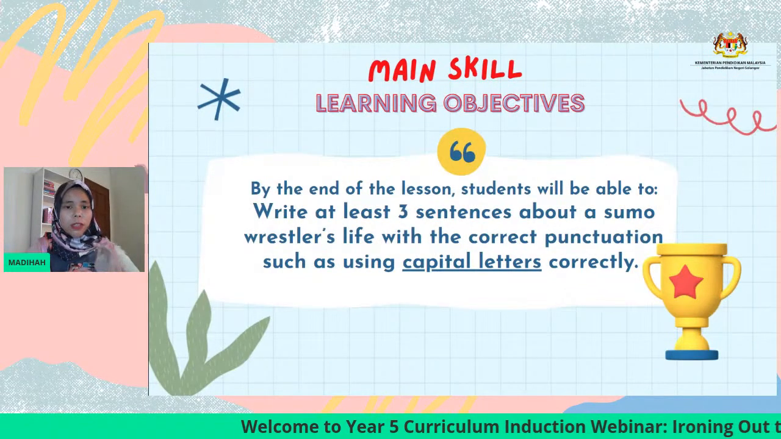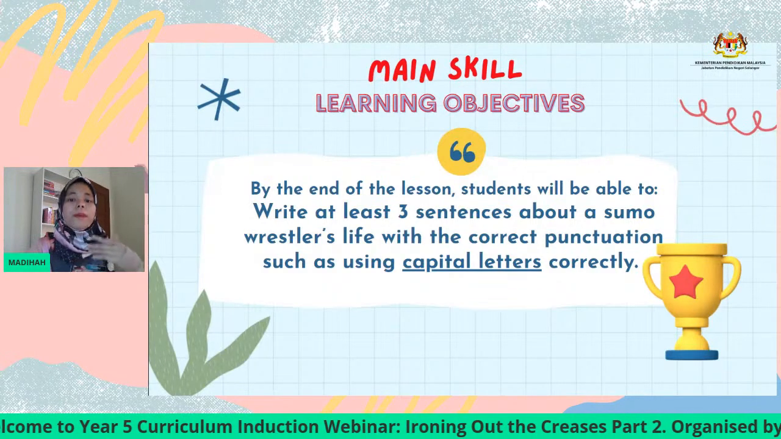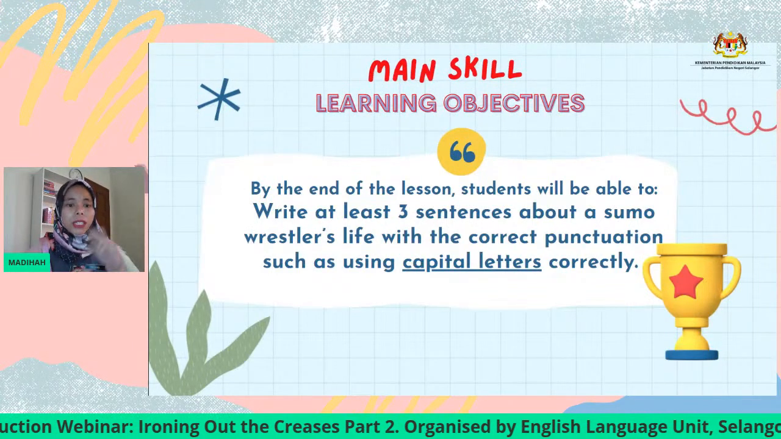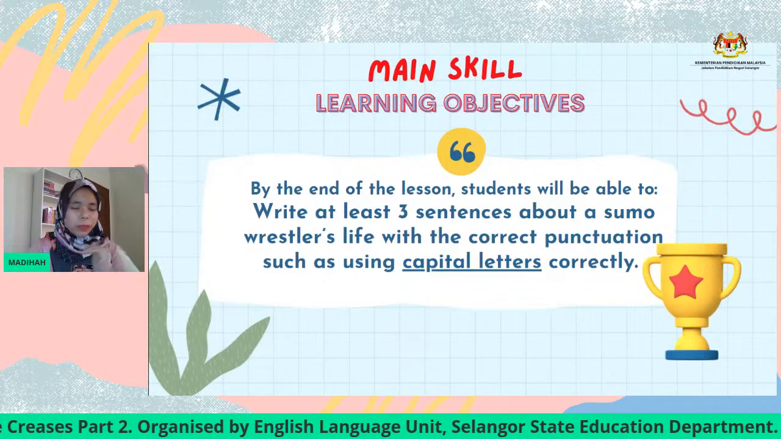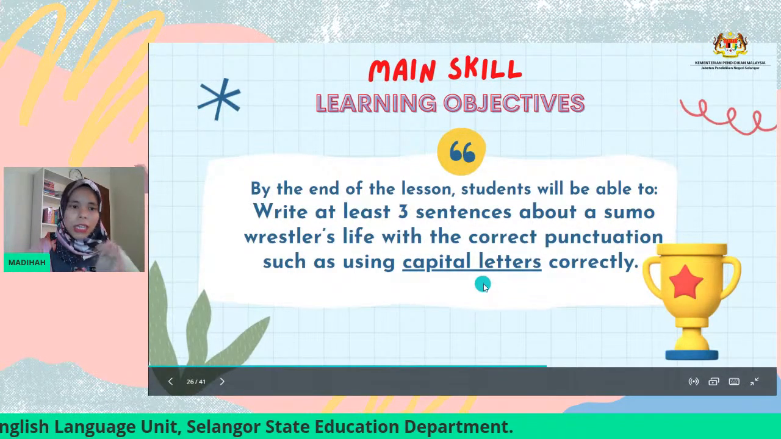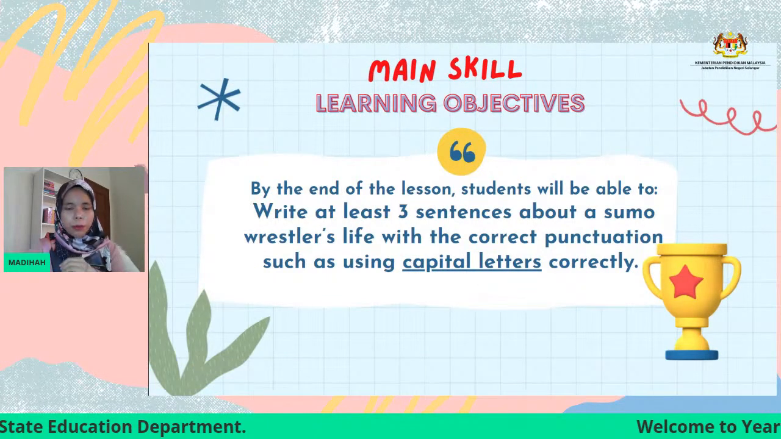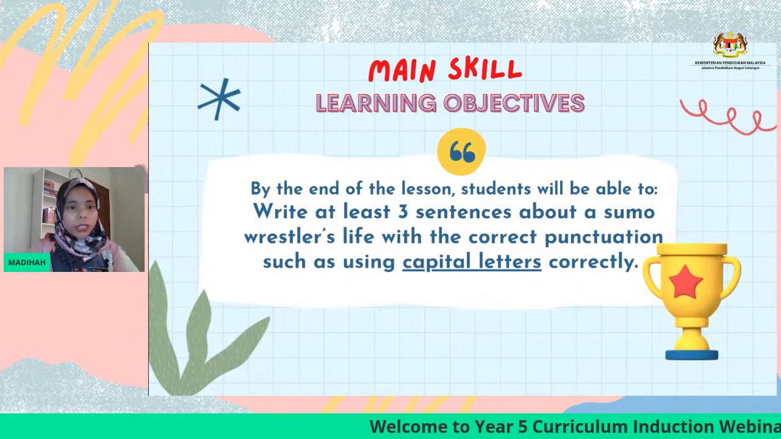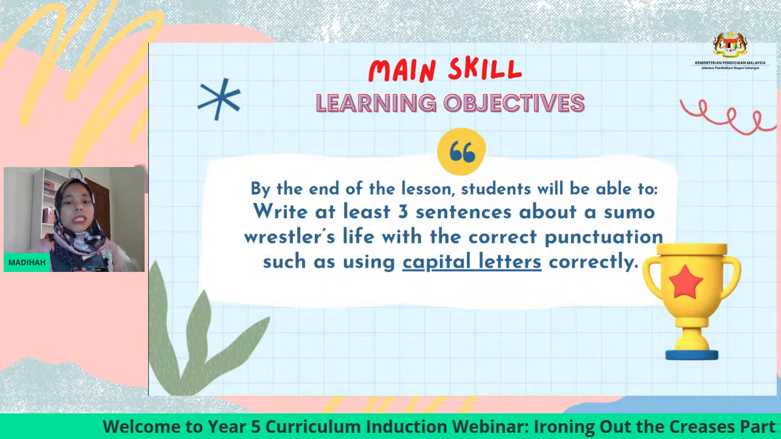Yes. So for the learning objective, we have chosen to write at least 3 sentences about a sumo wrestler's life with the correct punctuation, such as using capital letters correctly. For this particular lesson, we are focusing on capital letters. Teachers, if your students are proficient enough to use capital letters, you may want to focus on other punctuation, please do so. You adopt and adapt it to meet your students' needs.